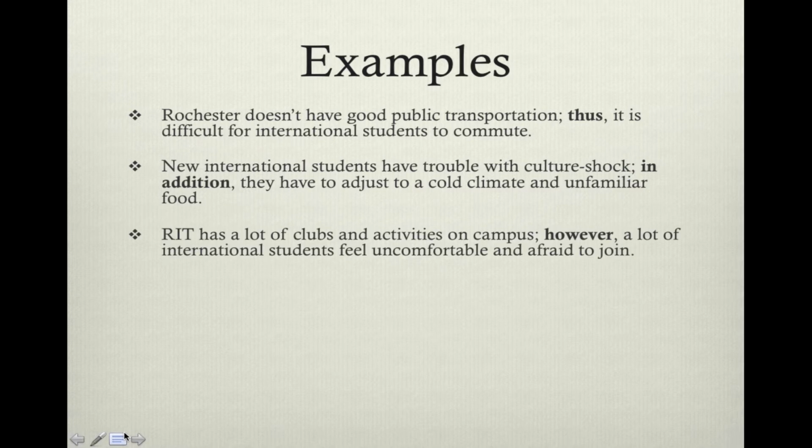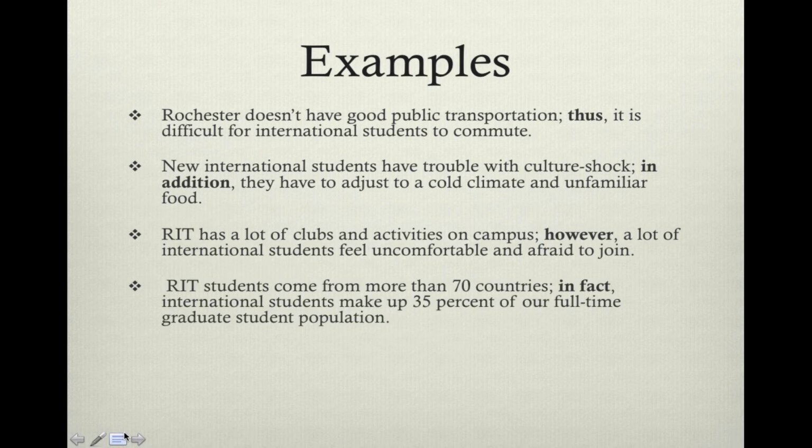In my next example, again, I have two subjects and two verbs, and my semicolon and conjunctive adverb, however, to show contrast. And the idea that is being contrasted is RIT has a lot of clubs and activities on campus. So you would think that people would join them, right? Wrong. International students often feel uncomfortable and afraid to join. So two contrasting ideas here.